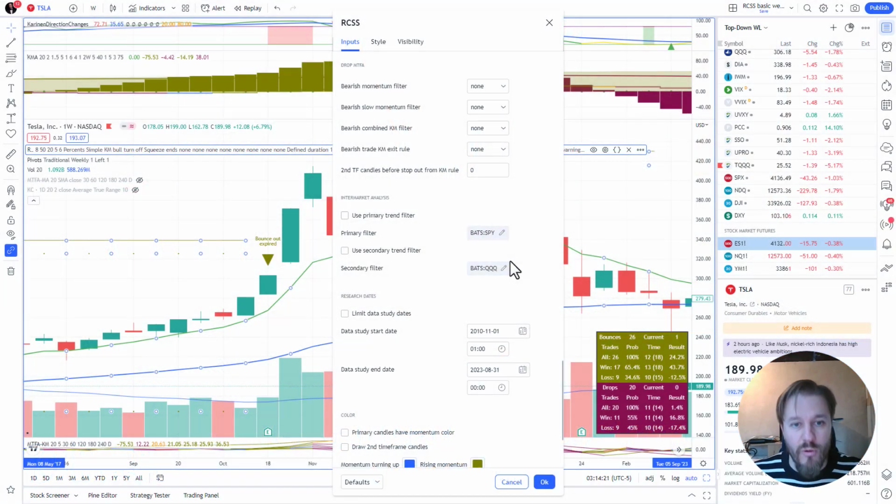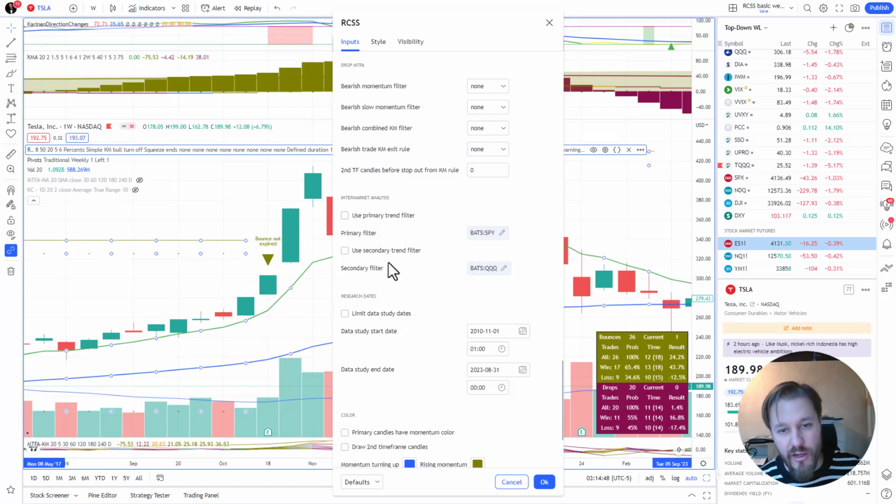So now we're gonna take a look at the last two things, which is intermarket analysis and research dates. The first thing here is intermarket analysis. That's a copy paste from another indicator, which I haven't hidden. It probably still does something, maybe even something useful, but it's not supposed to be so much used with this, but it's basically allowing you to select a secondary market. In this case, it would be SPY or QQQ.